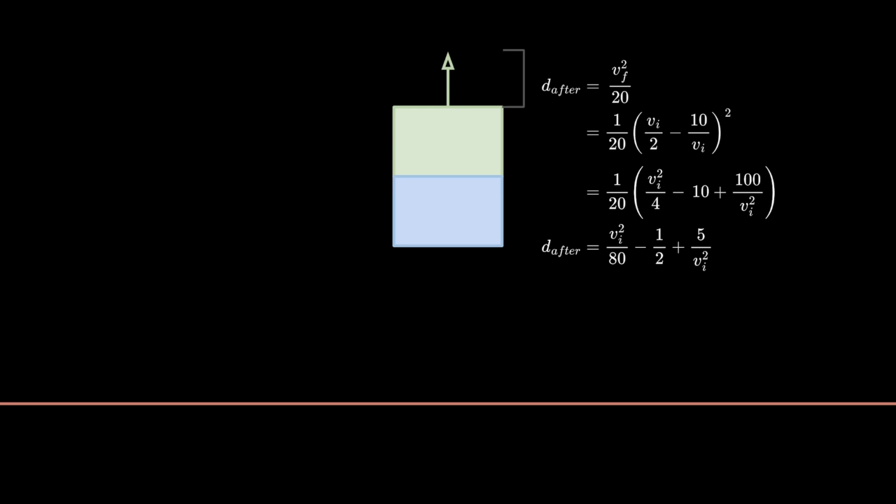And getting this expansion tells us that the distance after is vi squared over 80 minus 1/2 plus 5 over vi squared. So this vi you'll see shows up quite a lot, but it actually is very helpful in telling us what vi actually is. It's not going to be too messy. It'll cancel out very well, I guarantee it.